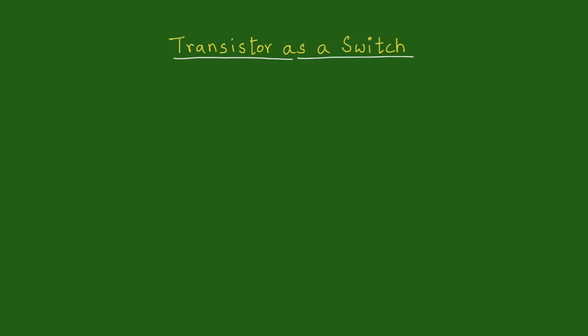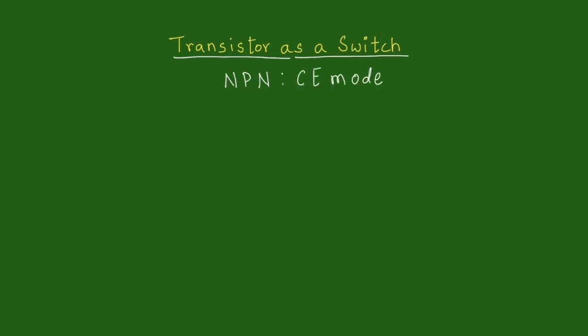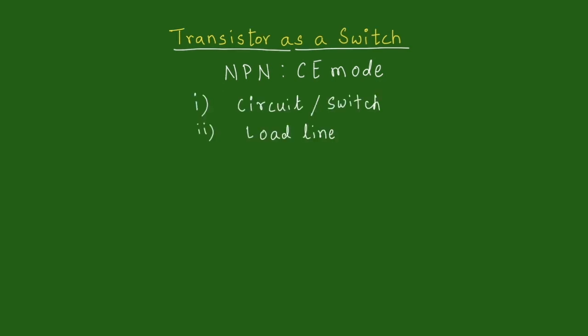Hello, here we are going to learn how a transistor can be used as a switch. For this, we will use an NPN transistor in CE mode, that is common emitter configuration or common emitter mode. First, we will see the circuit of the transistor and compare it with a switch.